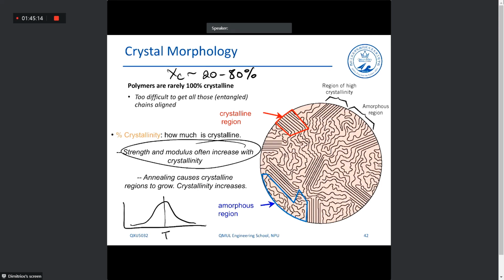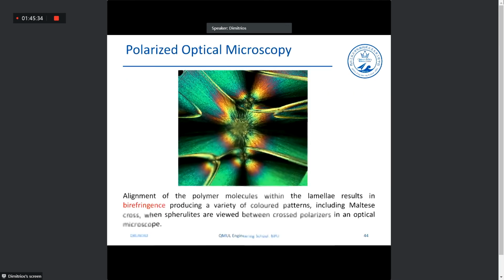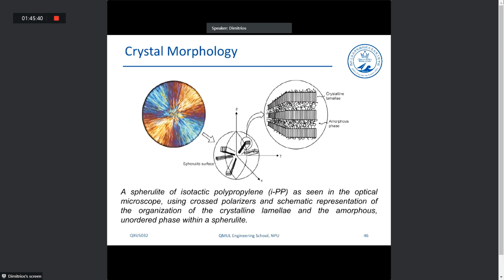But if we use annealing, which is essentially keeping the temperature of the experiment at this temperature for a certain amount of time, this causes crystalline regions to grow further and crystallinity increases. Okay. Yeah, this is the lamellae and the crystalline regions. Some very interesting patterns. Yeah, lamellar cross, Maltese cross.